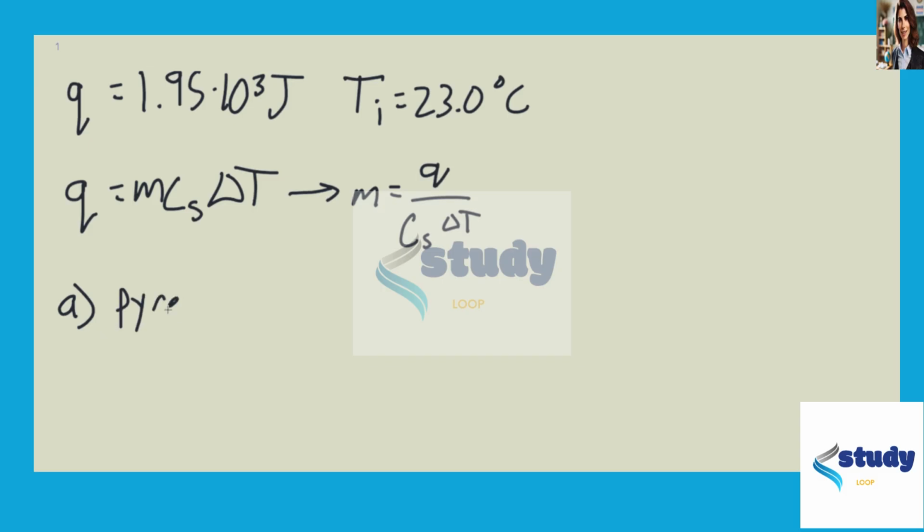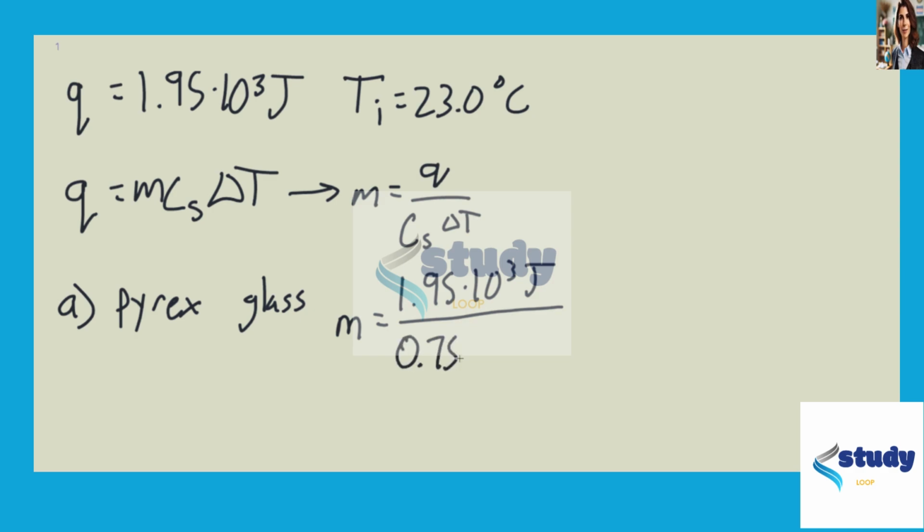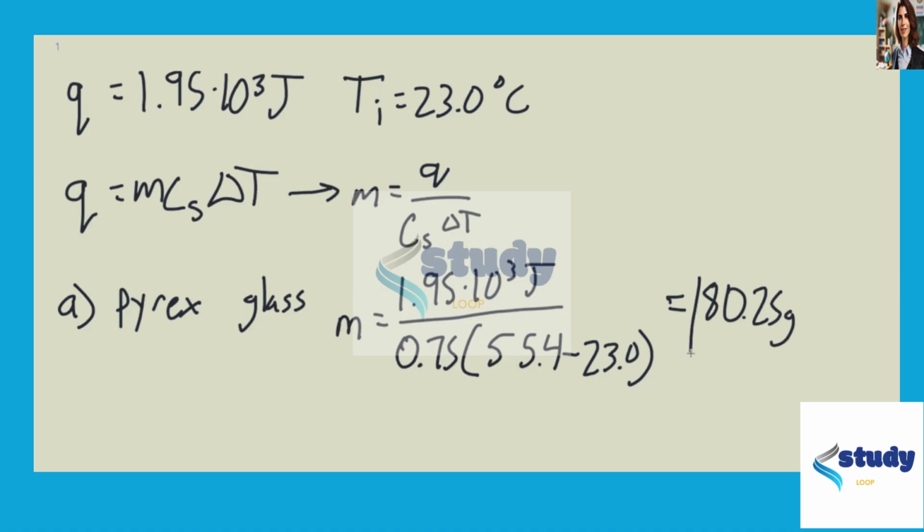So our first substance is Pyrex glass. And so we use this equation, m equals, our Q is the same for all these, 1.95 times 10 to the third joules. And we divide that by the specific heat of Pyrex glass, which is 0.75. And then our delta T will be our final temperature, which is given as 55.4, minus the 23.0, our initial temperature. And solving this gives us a mass of 80.25 grams. So that's our final answer for letter A.